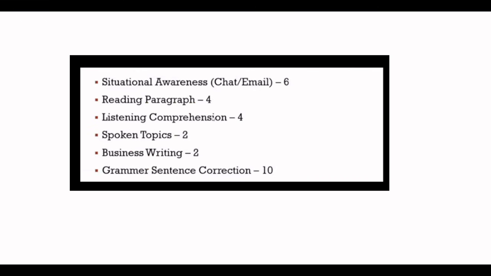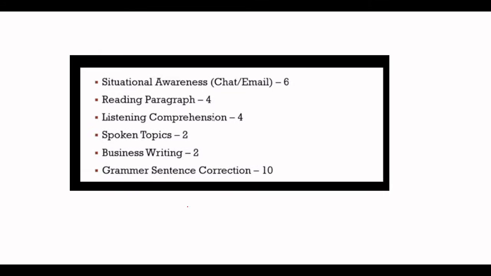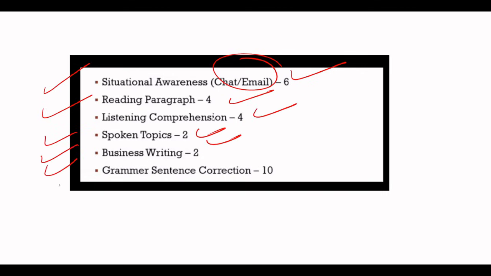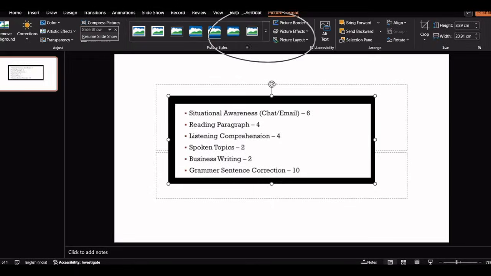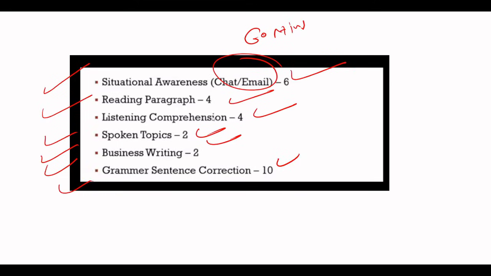Okay, let's talk about the exam pattern. So the exact exam pattern which you will be getting in your communication assessment will be like this. There will be situational awareness, chat and emails, 6 questions; reading paragraph, 4 questions; listening comprehension, 4 questions; spoken topic, 2 questions; business writing, 2 questions; and grammar sentence correction, 10 questions. It will be a 60 minutes test, and it's an English communication round.